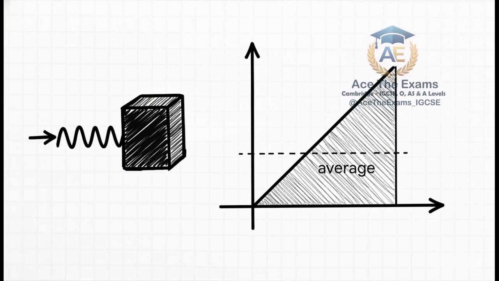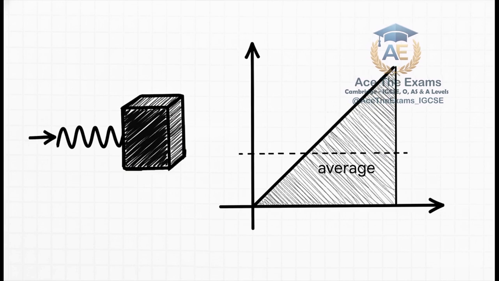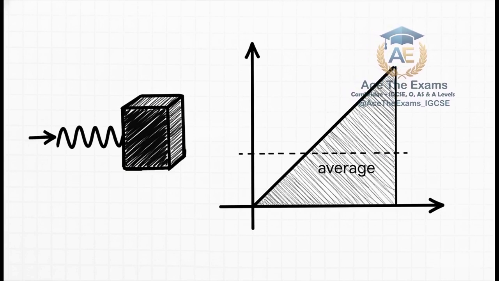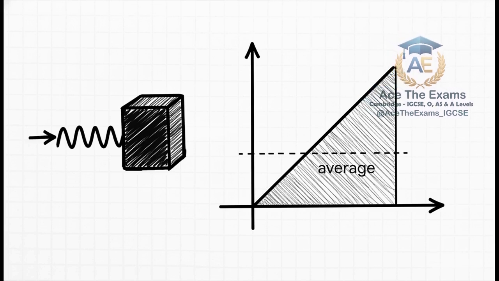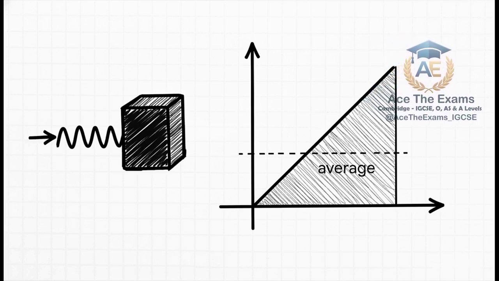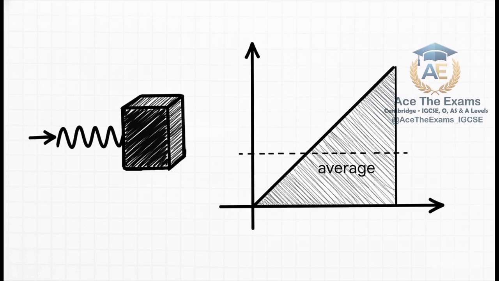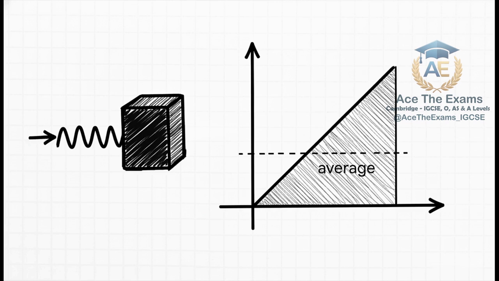To bridge the conceptual gap between force and energy, we have to talk about work. Remember, the change in potential energy of the particle is exactly equal to the work done against the restoring force. Now, basic physics tells us that work done is force times distance. But here is the massive Cambridge exam trap. In simple harmonic motion, the force is not a constant number.